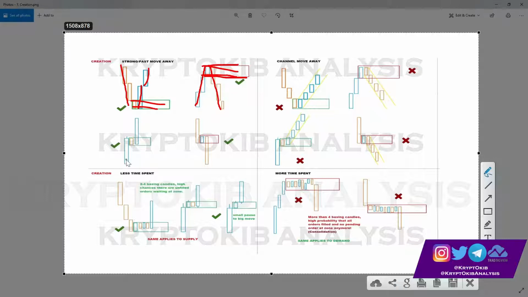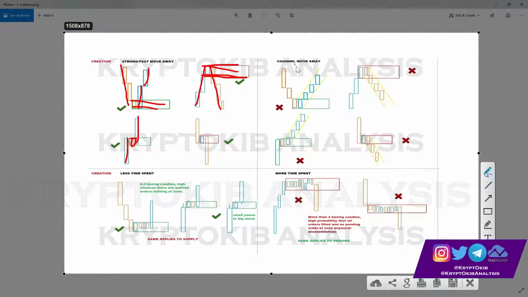Also, I said a rally, base, rally. As you can see, we have a rally, then a base, a single candle base, which shows that a lot of money wasn't traded, probably due to profit taking or reaccumulation, then a move away. That is another zone, and this is another zone.